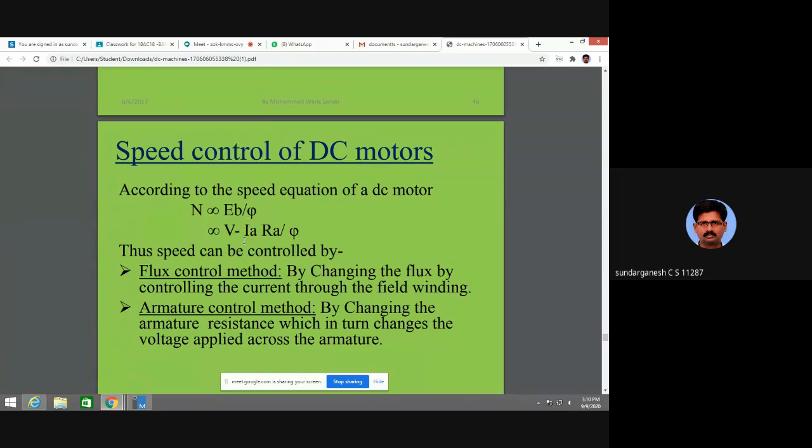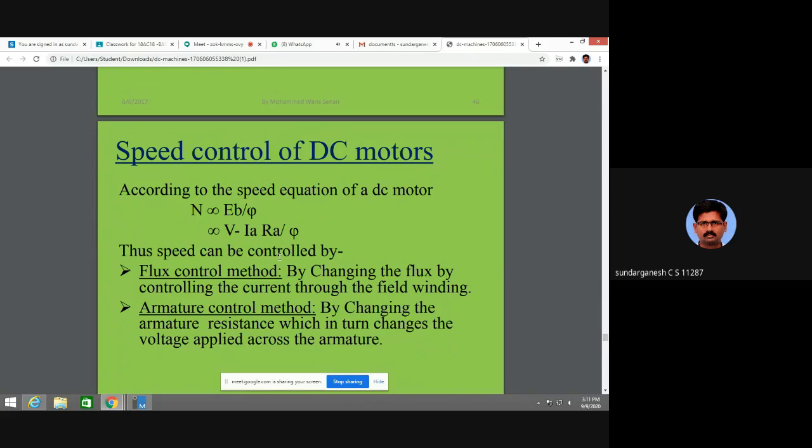So either I can change the armature current or I can change the armature resistance also. If I decrease the armature resistance, automatically this voltage drop will be decreased, the back EMF is increased, and speed will increase. So in the armature control method, you can change either the armature current or the armature resistance.